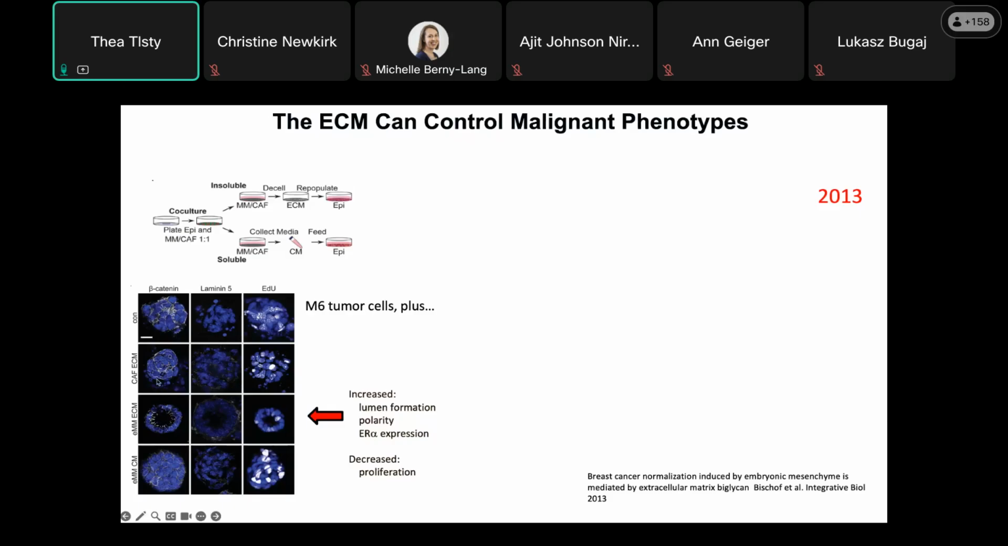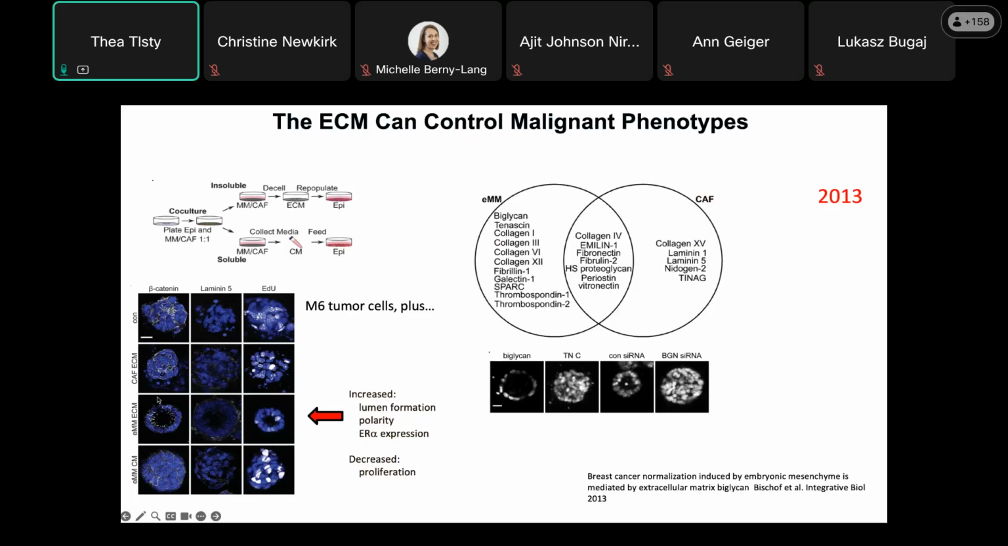Ingber's group compared these two ECMs using proteomics and found some differences and commonalities. I'll give you one example. If biglycan is expressed by these fibroblasts, you get normalization of the malignant phenotype. If you knock out the biglycan, you ablate that. Not all of these work. Here's tenascin. It does not normalize. So that tells you that there are ECM proteins that can actually control malignant phenotypes.